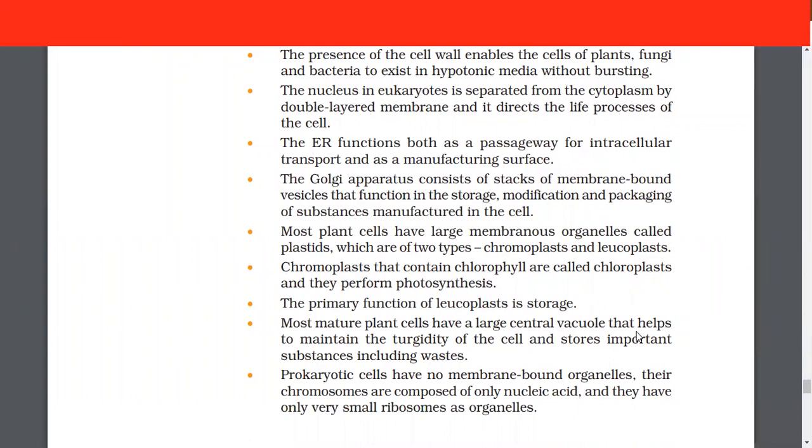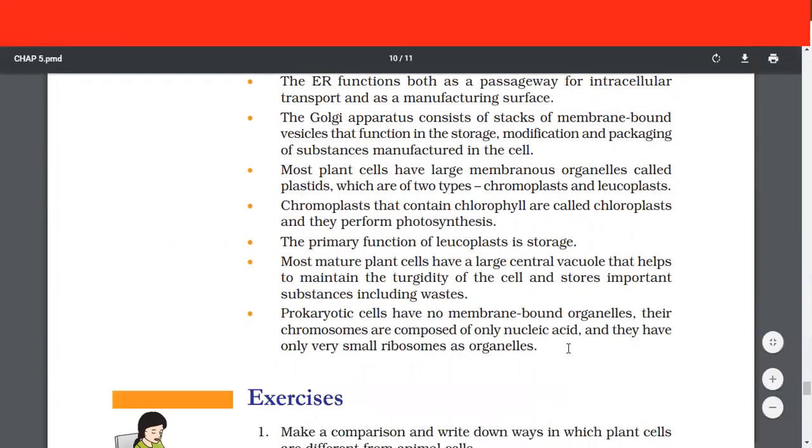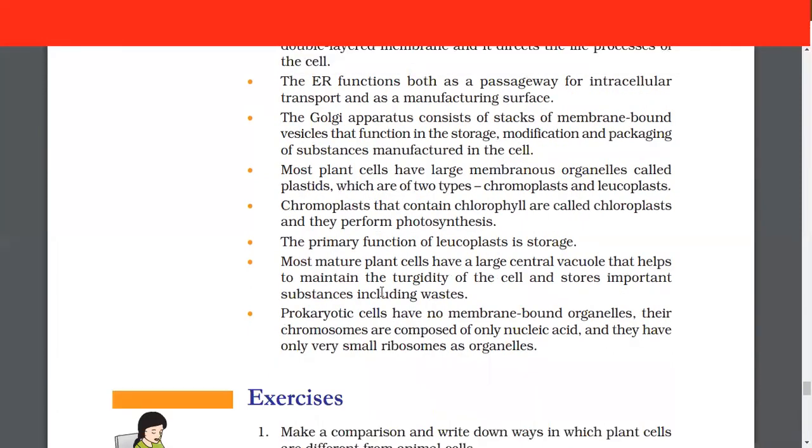Chromoplasts that contain chlorophyll are called chloroplasts that perform photosynthesis. The primary function of leucoplasts is storage. Most mature plant cells have a large central vacuole that helps to maintain the turgidity of the cell and stores important substances including waste. Prokaryotic cells have no membrane-bound organelles. Their chromosomes are composed of only nucleic acid and they have only very small ribosomes as organelles.